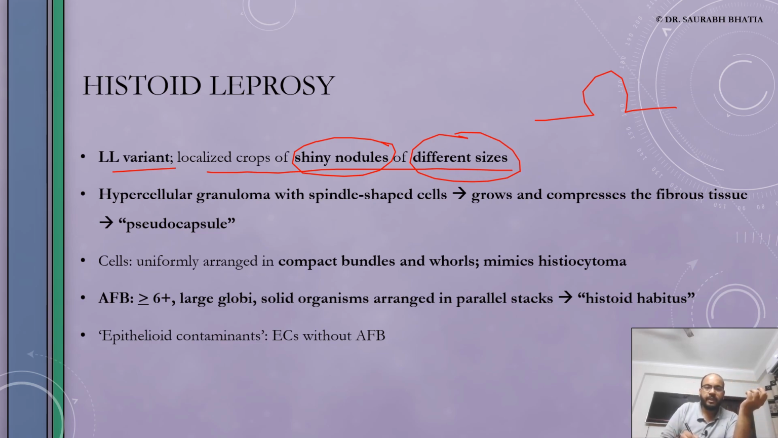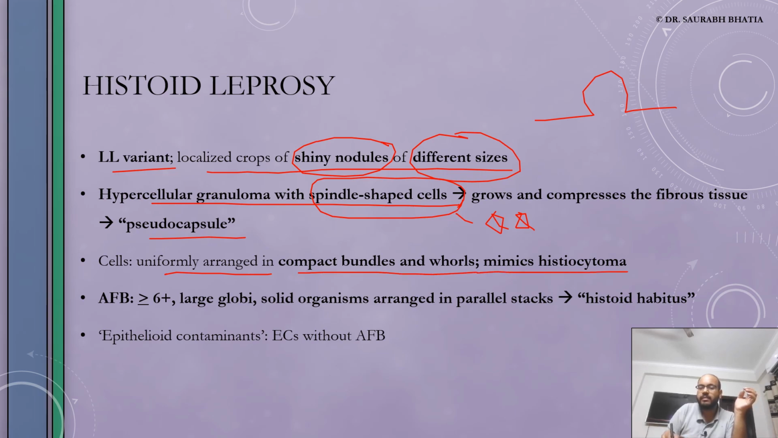Generalized involvement. There's hypercellular granuloma with spindle-shaped cells. Now remember this, spindle-shaped cells. So there's a question that spindle-shaped cells are seen in which leprosy? It is histoid leprosy. Now this granuloma grows and compresses the surrounding tissue and forms a pseudocapsule. Okay. So there is rapid growth of the spindle-shaped cells, and they compress the surrounding cells to form a pseudocapsule. The cells are uniformly arranged in compact bundles and whorls which mimics histiocytoma. And because of mimicking histiocytoma, this is known as histoid leprosy.